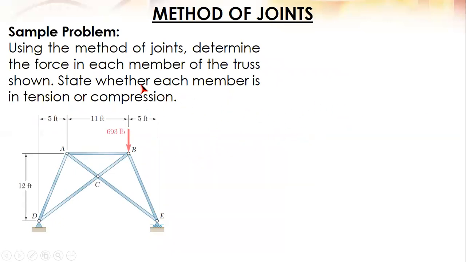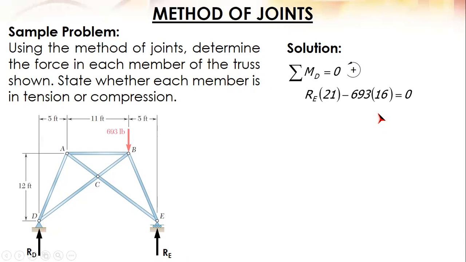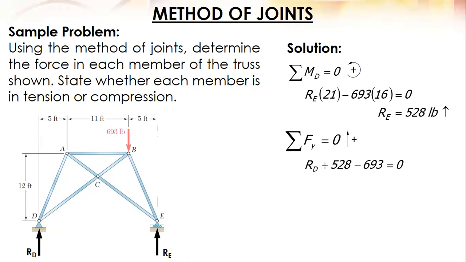Another sample problem. Using the method of joints, determine the force in each member of the truss shown. State whether each member is in tension or compression. Again, we only have a vertical external force, then the horizontal component of the reaction at D is 0. We only have the vertical component and the reaction at E. Then solve for the reactions. Summation of moments at D, we can solve for RE, and the answer is 528 pounds. And then sum up forces along the vertical, you get RD, which is equal to 165 pounds.